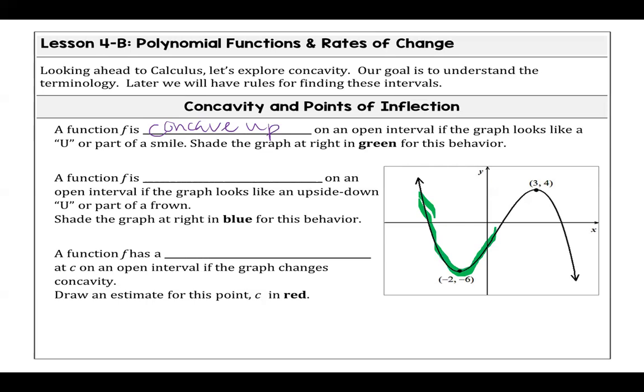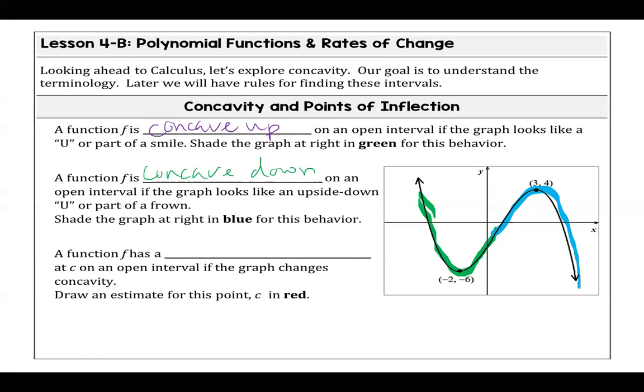Okay. A function f is concave down on an open interval if the graph looks like an upside down U or part of a frown. So where am I frowning? There we go. And I'm going like this.